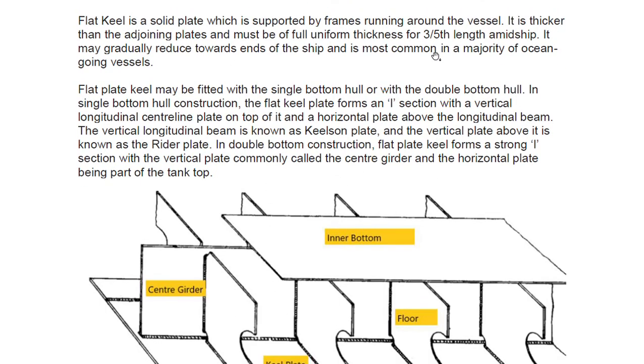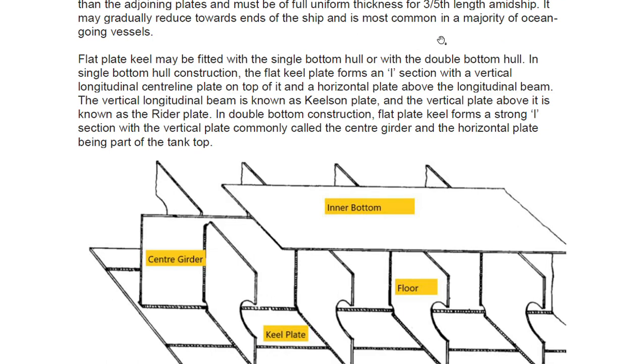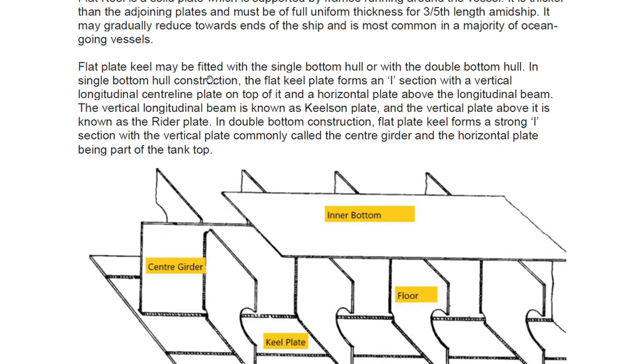running around the vessel. It is thicker than the adjoining plate and must be of full uniform thickness for 3/5 of the length amidship. It may gradually reduce towards the end of the ship and is most common in a majority of ocean-going vessels. A flat plate keel can be fitted with a single bottom hull or with a double bottom hull. So it is fitted with both types of ship.